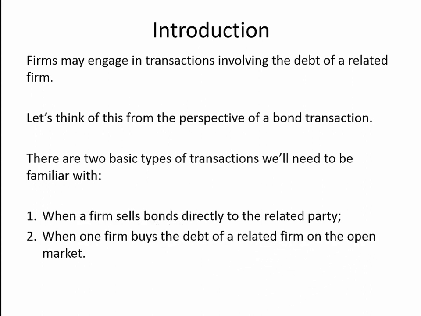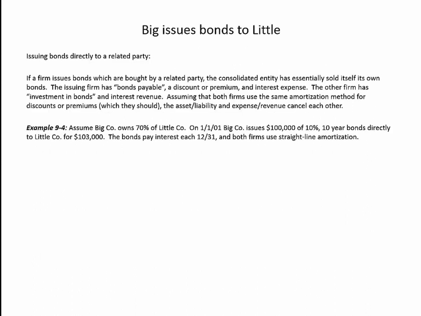The second type of transaction is where one firm buys the debt of a related firm on the open market. So, big company issues some bonds on the open market, little company comes along a few years later and buys them up. Let's go ahead and start with a case where big issues bonds directly to little.